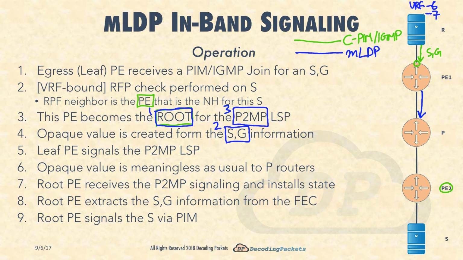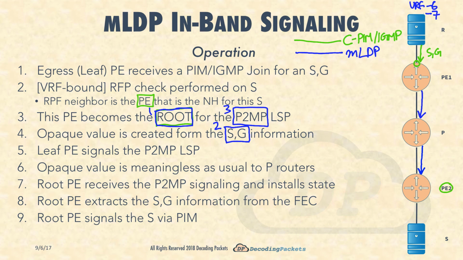P is going to receive it. P is oblivious to the nature of it. It's just simply going to forward it on the shortest path up to the root. The root will now receive this. So now we are at number 7 because we've already done 6. We've passed the P router. Number 7 is the root PE receives this P2MP information, and it's going to install an S, G state.